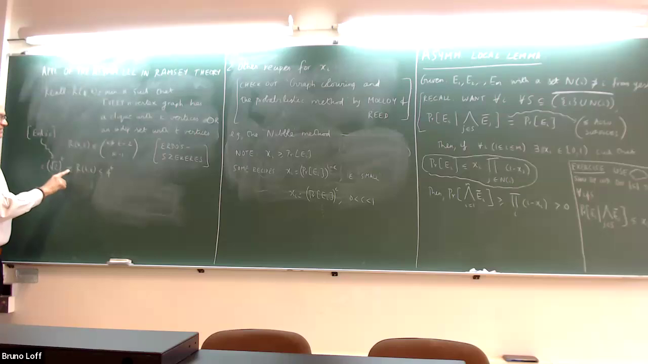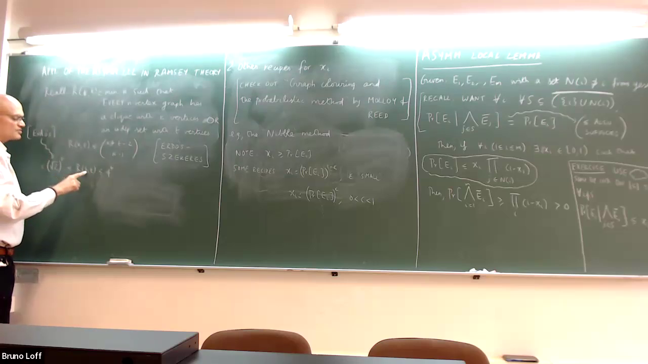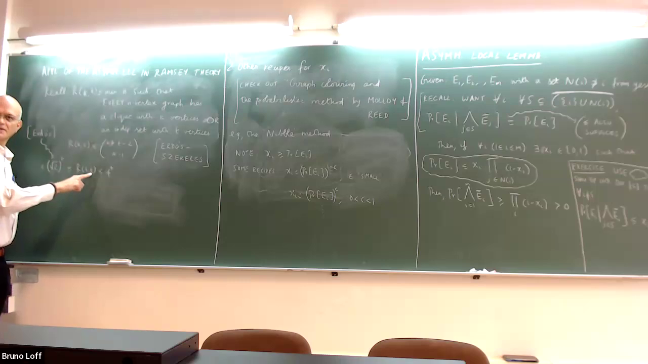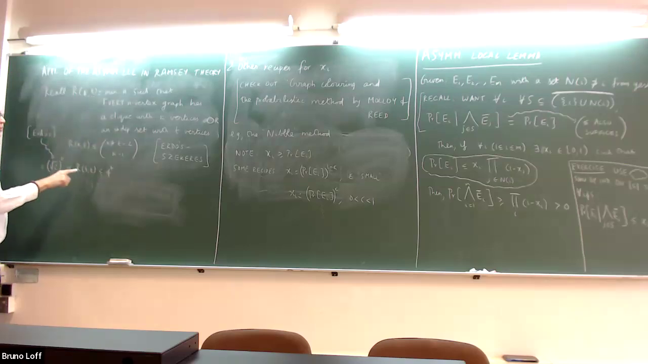If R(t,t) is greater than this, what this means is that there exists a graph with this many vertices, which contains neither a clique of size t nor an independent set of size t. If you parse this definition, it means there exists some n vertex graph, where n is equal to this quantity on the left, such that this graph has neither a clique of size t nor an independent set. By size, I mean number of vertices, neither a clique on t vertices nor an independent set on t vertices.